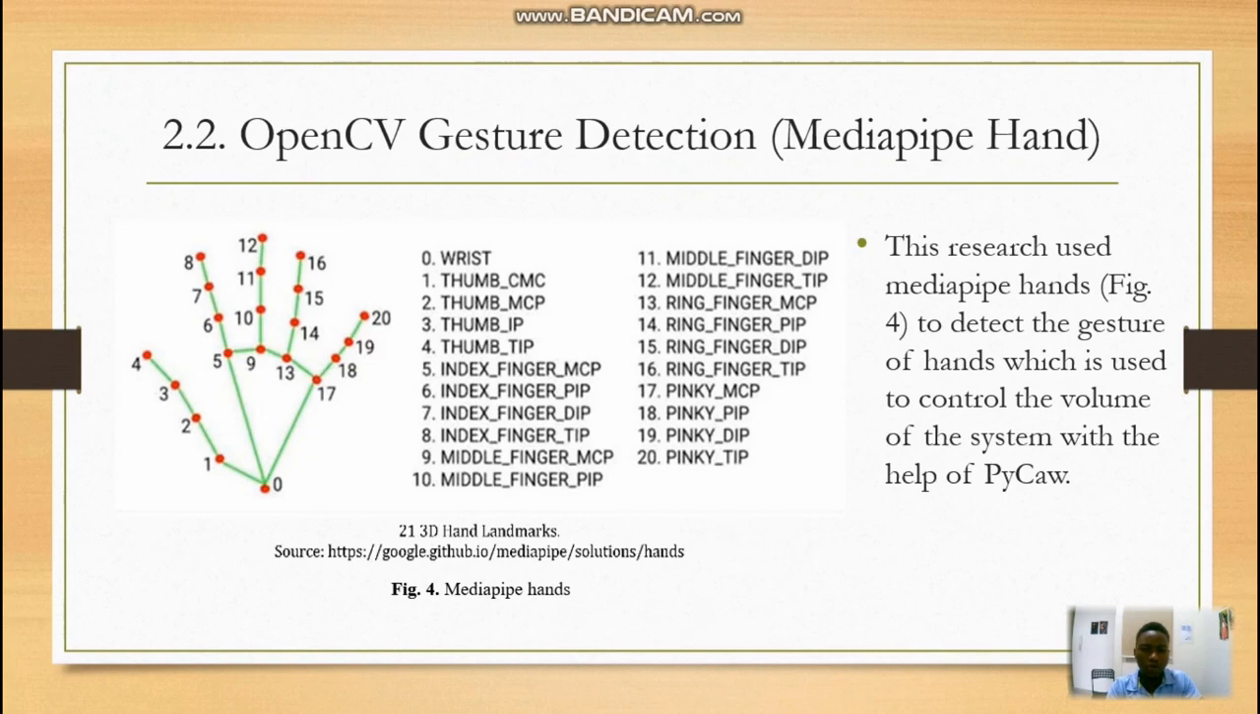Moving on further to that, we also have OpenCV gesture detection, and we use MediaPipe in this case for the gesture detection. We use MediaPipe as it has designated 21 points, which are shown on the screen once the program is initialized. And we use 2 specific points, the index finger and the thumb, which help us control the volume of the system with the help of Pycaw.